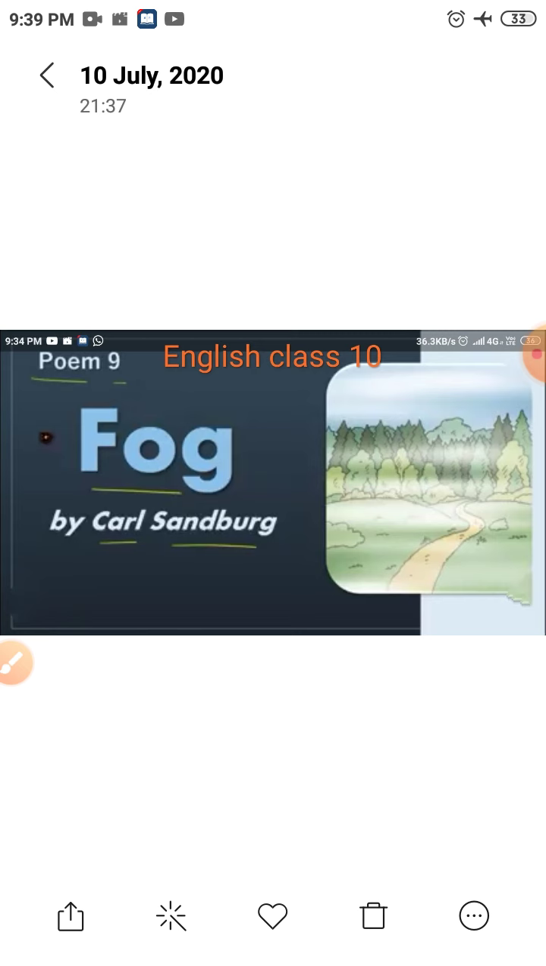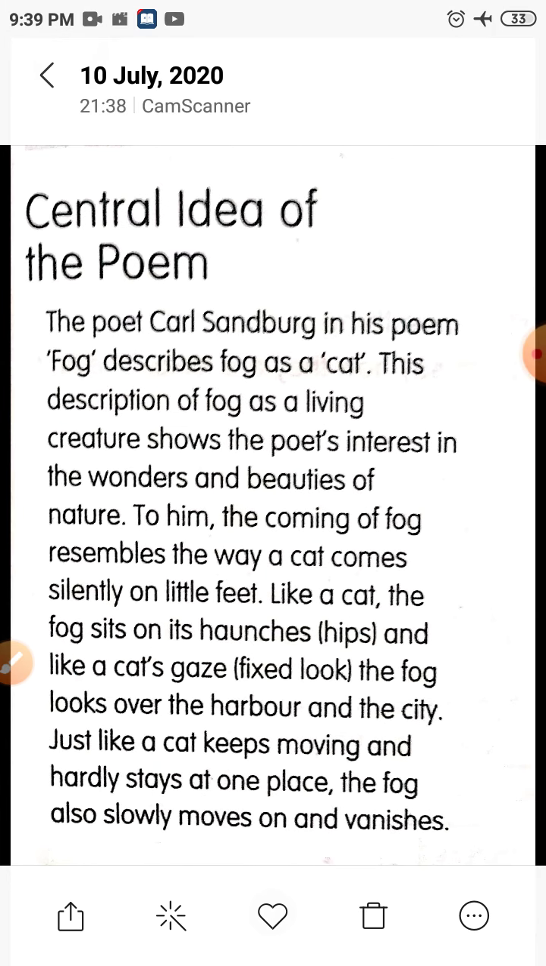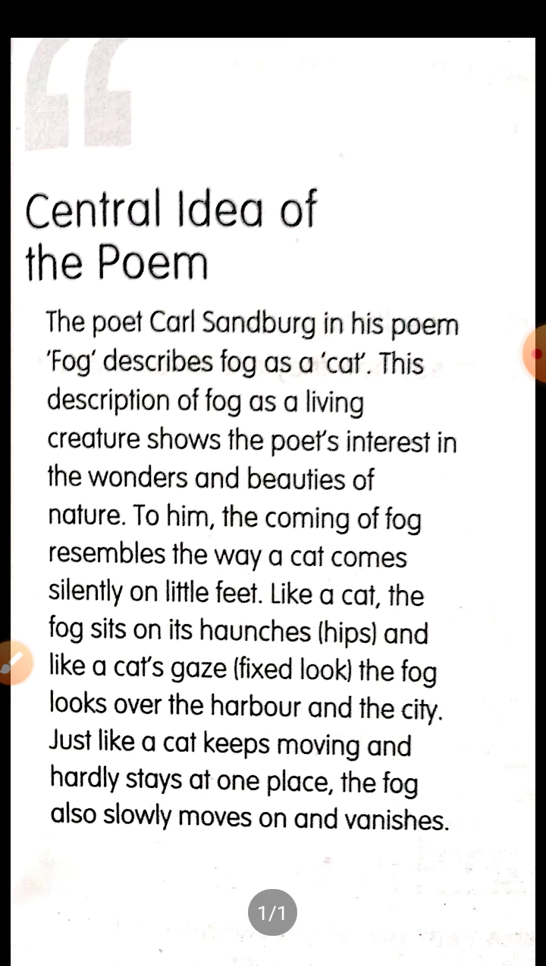Today we'll start our next poem, that is poem number 9, Fog by Carl Sandburg. Okay class? If we talk about the central idea of this poem, the poet Carl Sandburg in his poem Fog describes fog as a cat. Here fog has been described as a cat. This description of fog as a living creature shows the poet's interest in the wonders and beauties of nature.